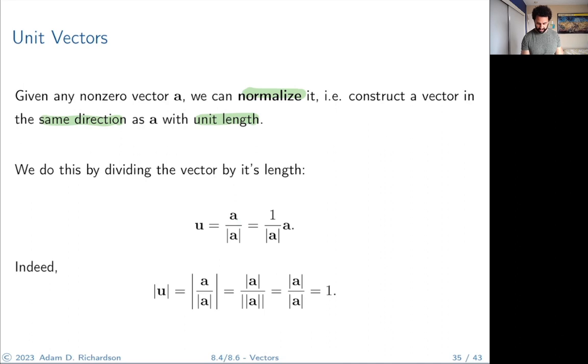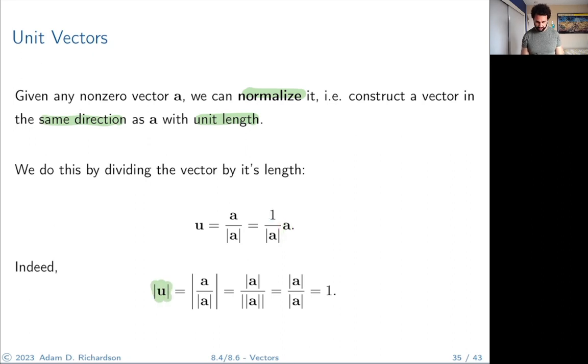Sometimes we'll use U to indicate unit vectors, but you don't have to. Another way of thinking about these unit vectors is that it's the vector A times the reciprocal of the length. Either way works. It's really just taking the vector A and dividing it by its length. And this will indeed give you a unit vector, and that's the calculation down here at the bottom.